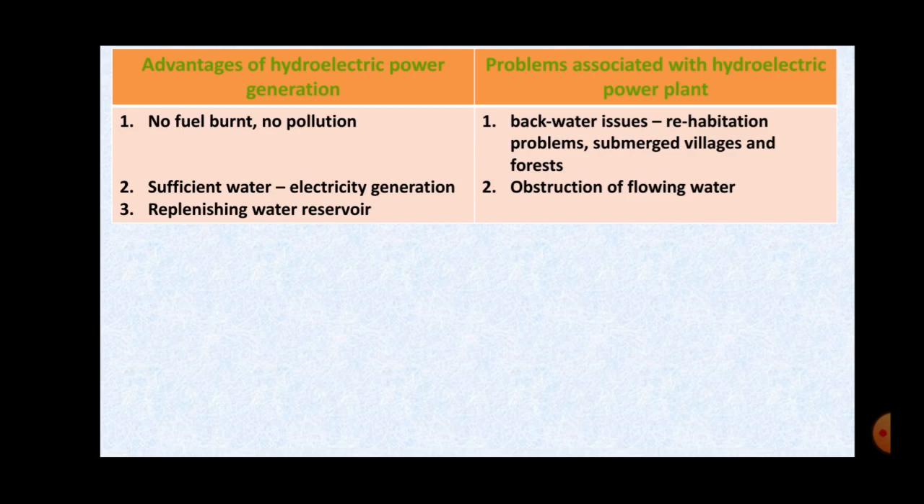agricultural land also. And the second disadvantage is that the obstruction of the flowing water of the river has an adverse effect on the living world in the river. The flora and fauna in the river are imbalanced. They have an adverse effect because the flow of the river is obstructed. So students, these are the advantages of hydroelectric power generation and the problems which arise due to the hydroelectric power plant. Okay.